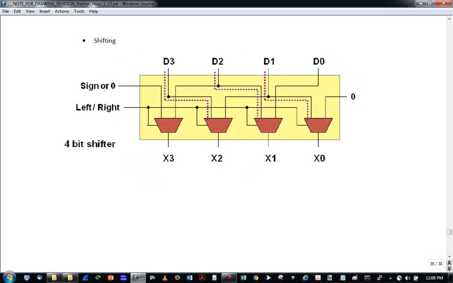Here's the equipment, or the circuit, that does that for us. This particular example is showing a shift to the right. All the inputs are going 1 to the right, and then we're plugging in a leading 0, or the sign bit if required, on the left.